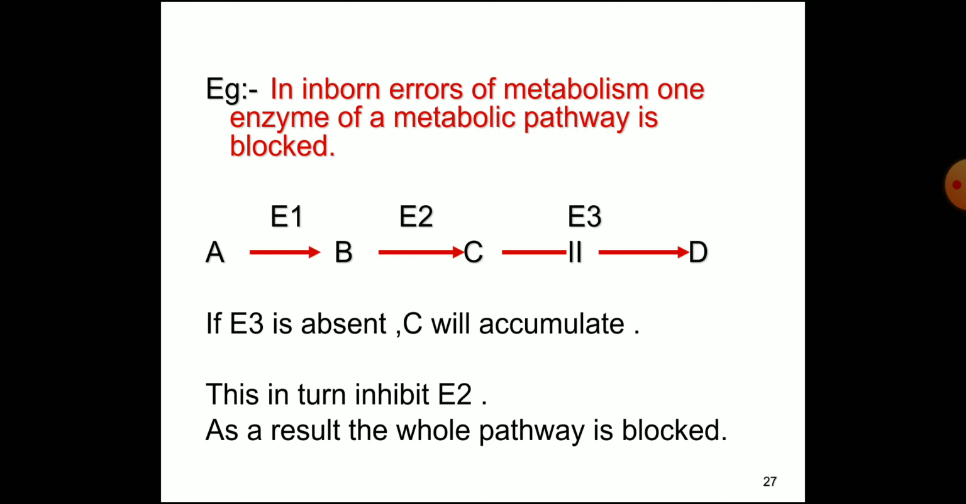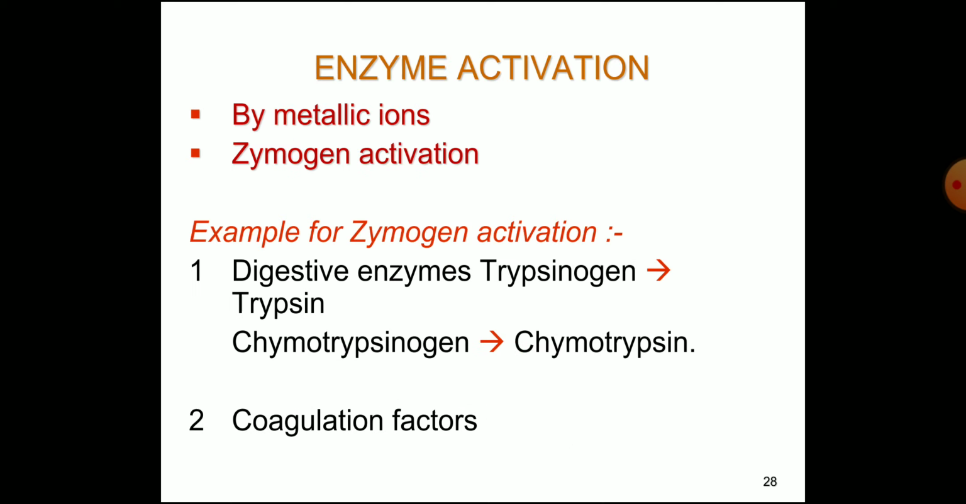Here you can see E3 is absent. E3 is the enzyme catalyzing C to D, and it is absent. So what happens is the C will accumulate. In turn, C will inhibit the enzyme E2. So what happens? The whole pathway is blocked. So there will be a problem in this case.